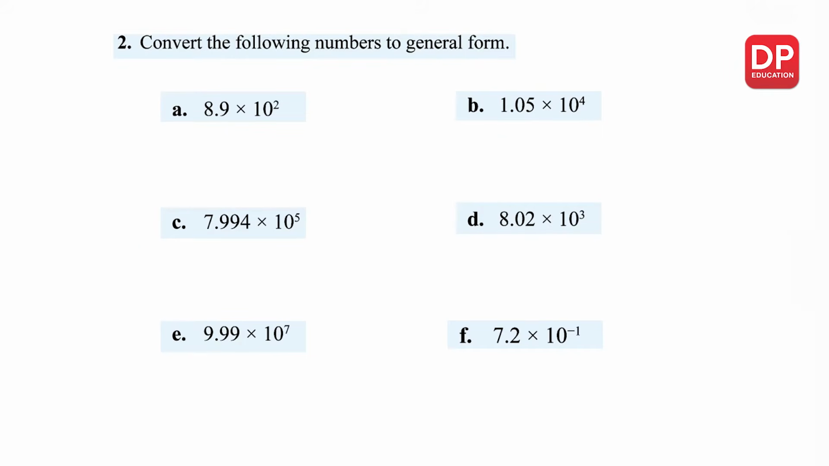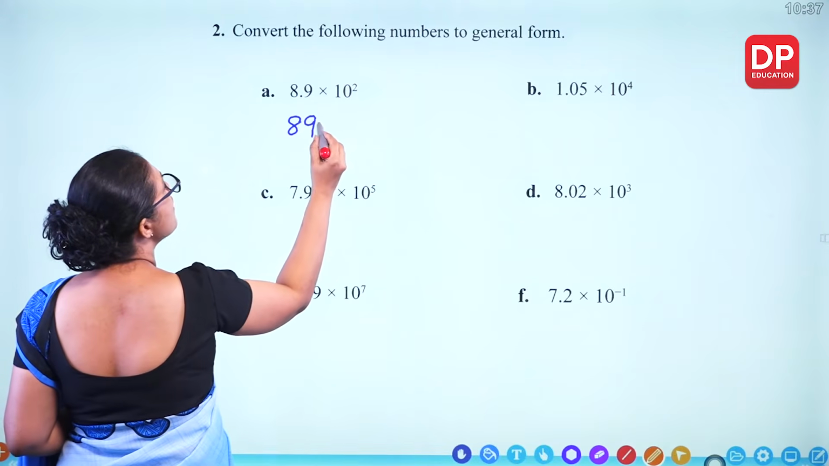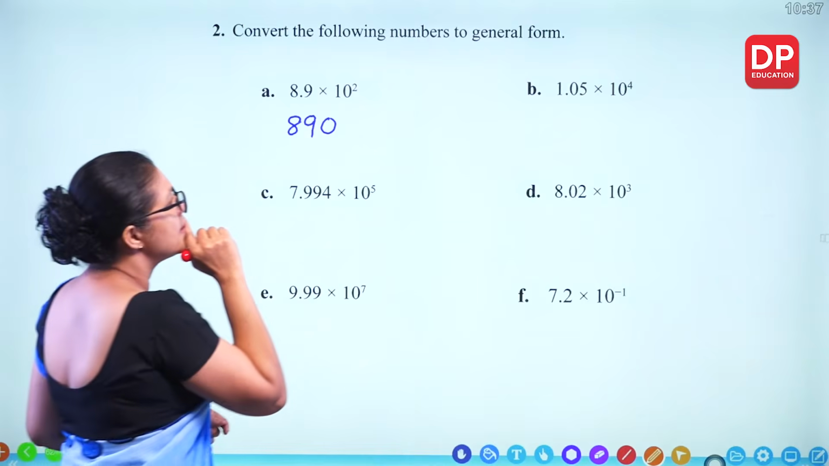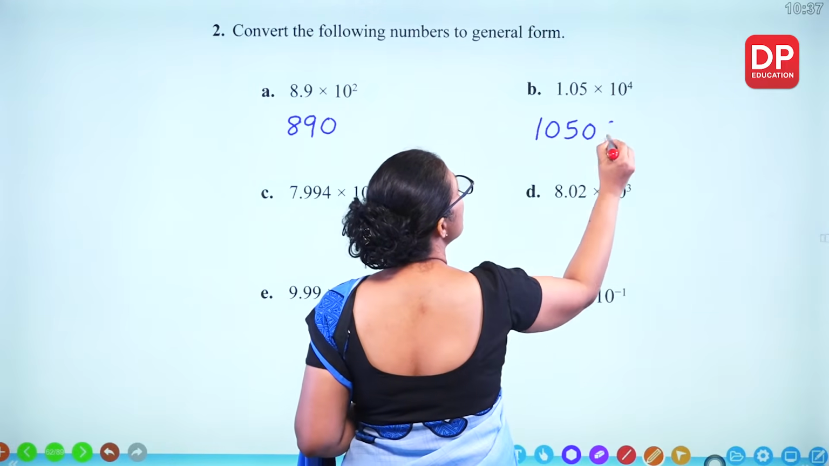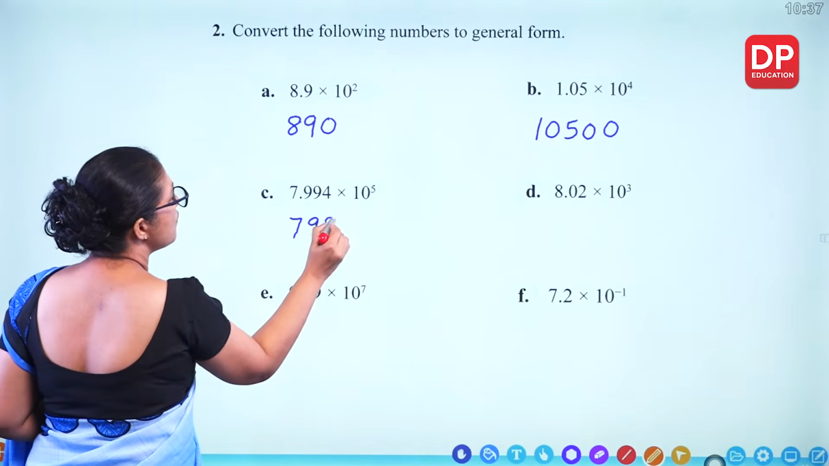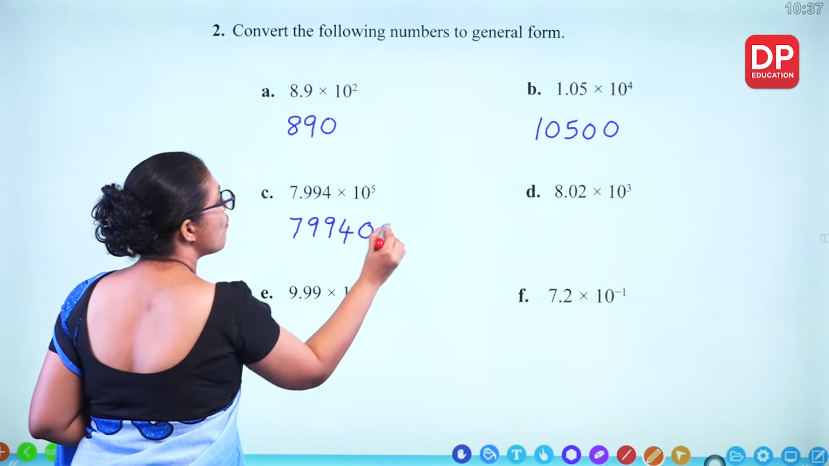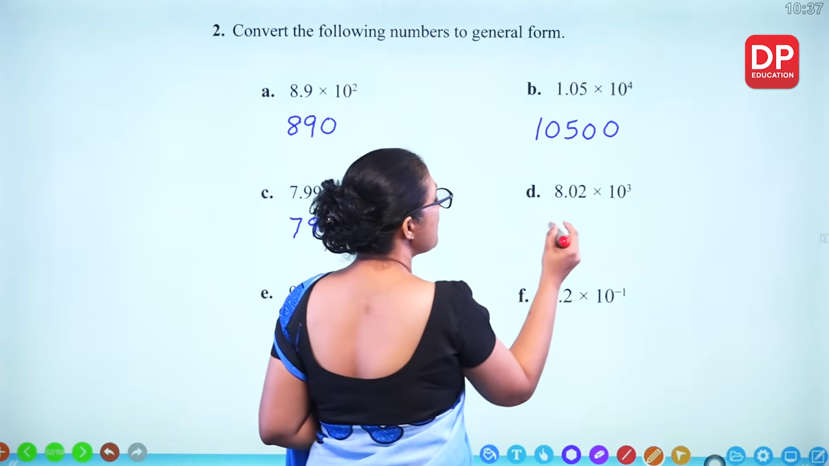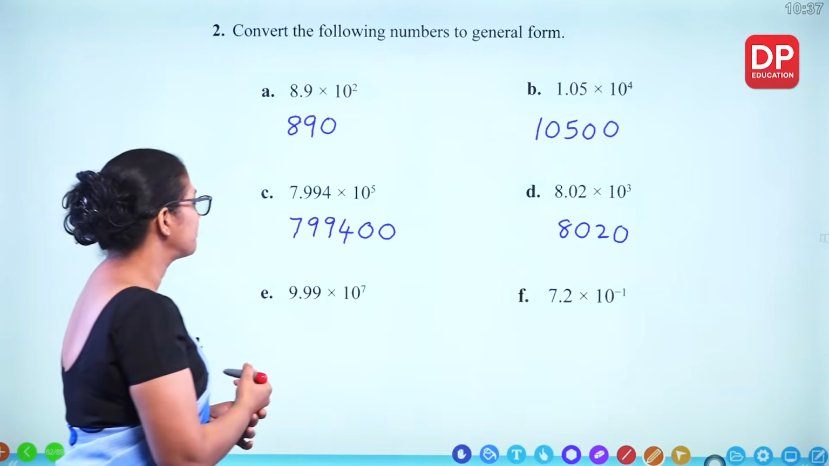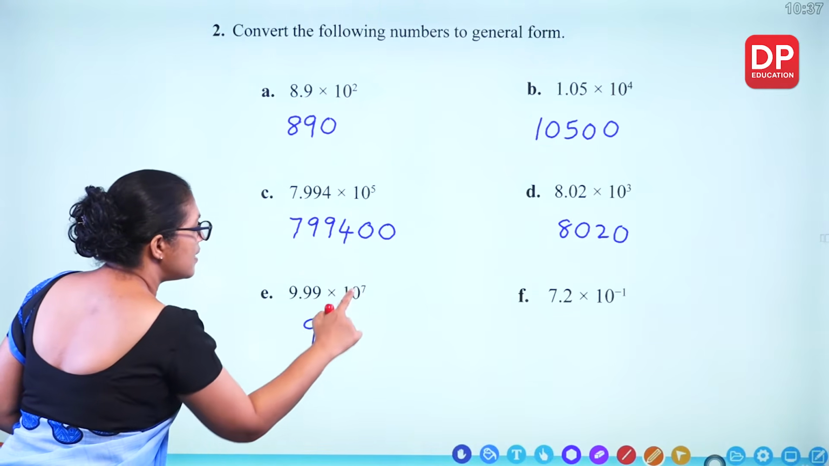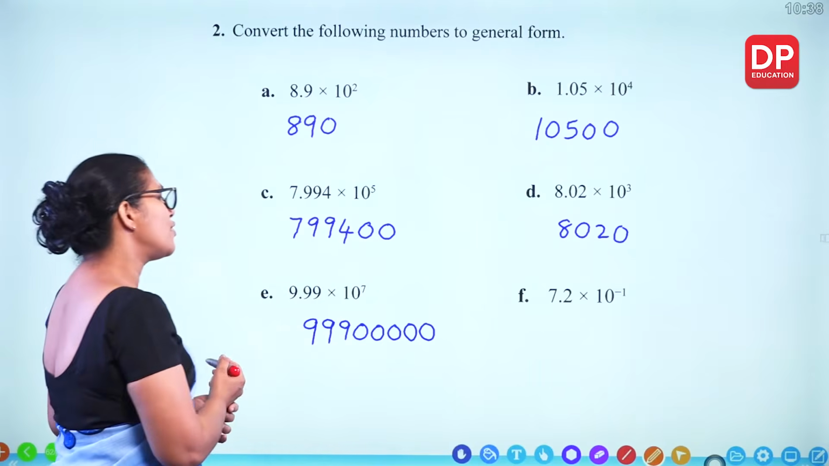Convert the following numbers to general form. What do you do? Multiply by 100. 8, 9, move 2 places to the right. 890. 105, move 4 places to the right, decimal place. 1, 2, 3, 4. 7994 is there. 5 places to the right, the decimal point. 1, 2, 3, 4, 5. 10 to the power 3, that means 802, 3 places to the right. 1, 2, 3. 999, 7 places to the right. 1, 2, 3, 4, 5, 6, 7. So you put zeros for all the places.